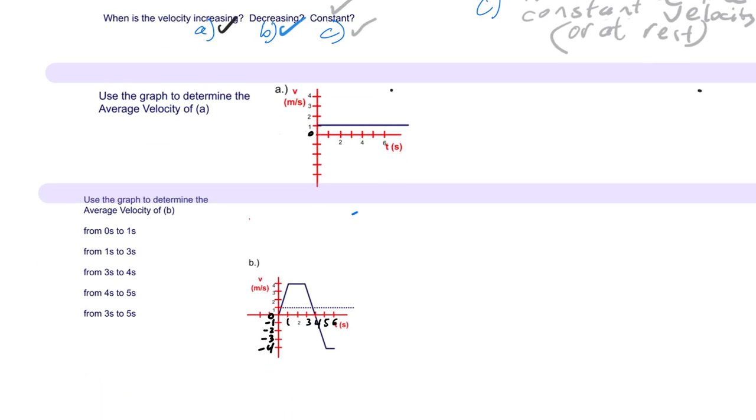Okay, so what's the average velocity here in this next graph? Well, average velocity is VO plus VF divided by 2. So basically, it's staying constant there. So average velocity is simply positive 1 meters per second, because positive velocity is above the x-axis.